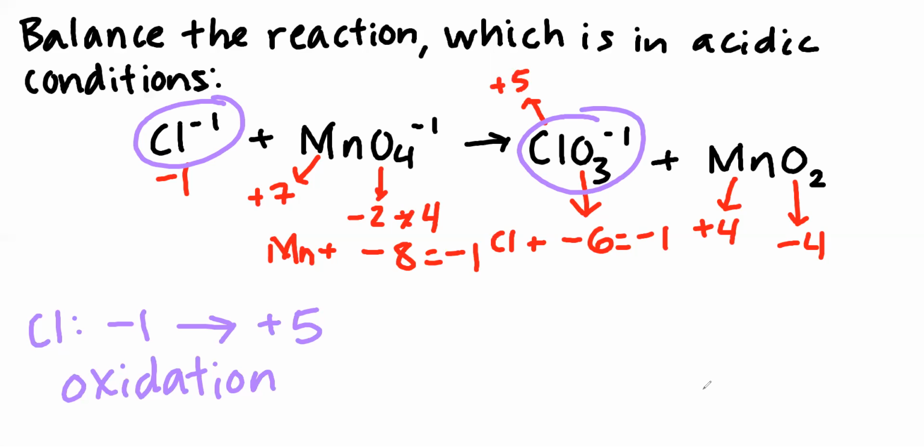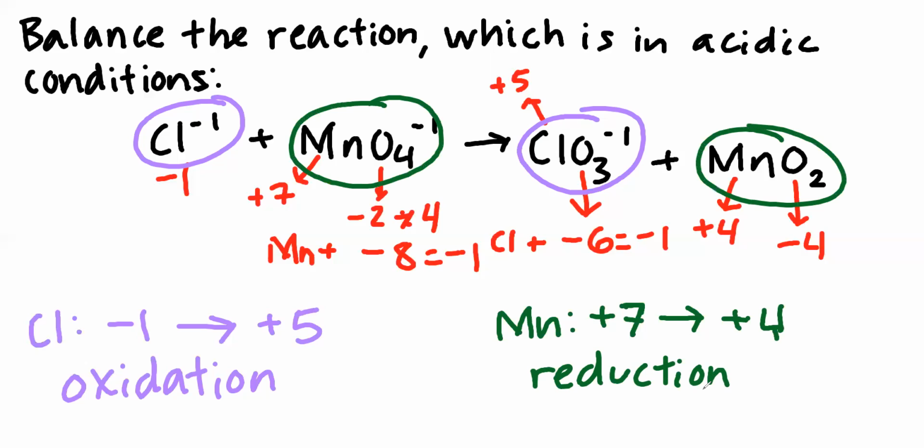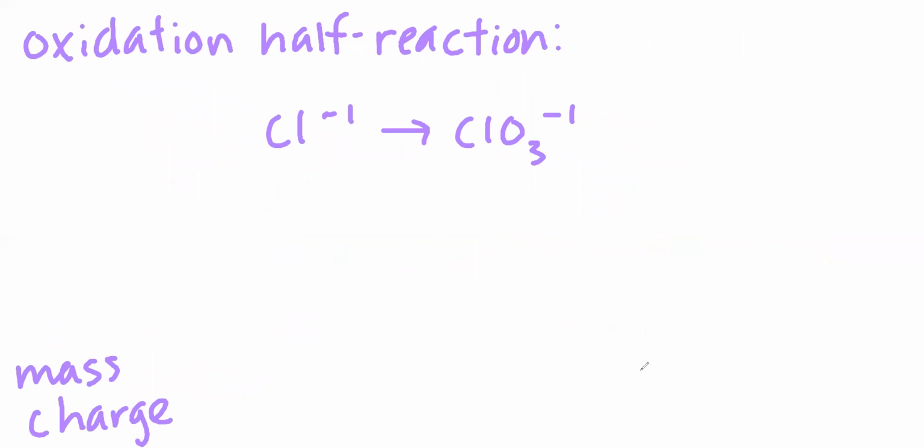And then the other atom that changed its numbers, Mn, it starts off as +7 and goes to a +4. So it got less positive, it gained electrons, and that is reduction. So these 2 items with Mn are going to be part of the reduction half reaction. So we're going to split these up into the 2 half reactions. And starting with the oxidation one, so here's the 2 chlorine species.